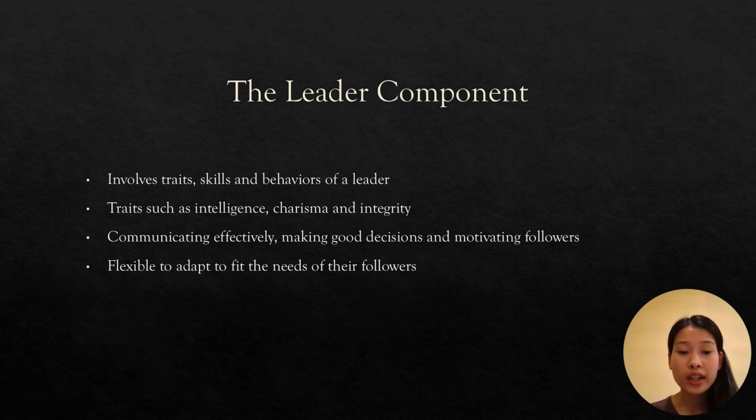These are the traits that an effective leader possesses, such as intelligence, charisma, and integrity. So these are basically the leader's personality and values that they possess when they work in the organization. So the leader component is important in this framework in order to communicate effectively, make good decisions, and motivate followers.